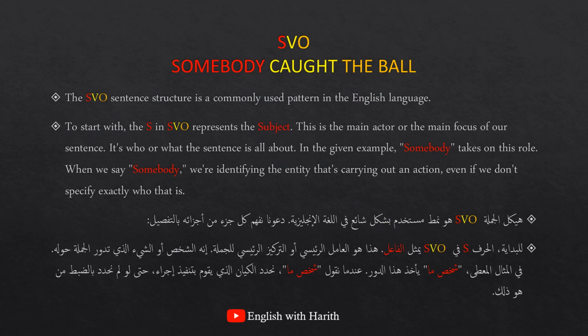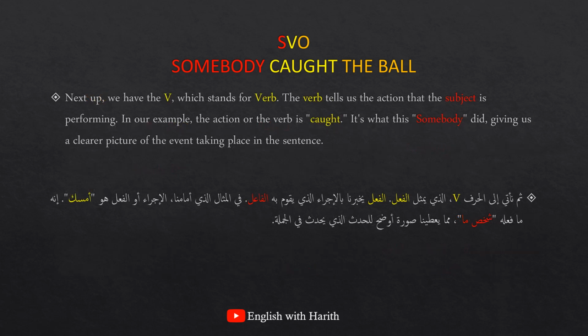The SVO sentence structure is a commonly used pattern in the English language. To start with, the S in SVO represents the subject. This is the main actor or the main focus of our sentence. It's who or what the sentence is all about. In the given example, "somebody" takes on this role. When we say somebody, we're identifying the entity that's carrying out an action, even if we don't specify exactly who that is.